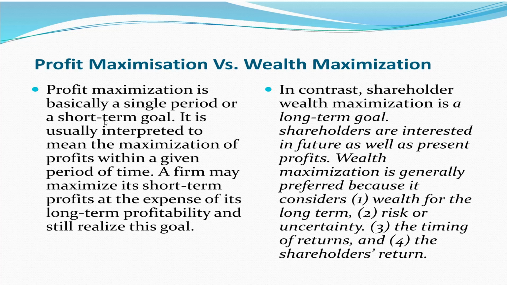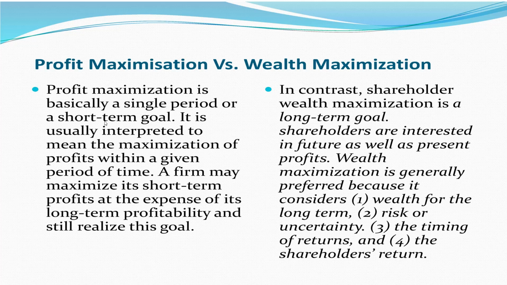So what is the basic difference? Profit maximization is basically a single-period or short-term goal. For 1 year, for 2 years, you can think of profit. But if you want to remain in the industry for the long term, then you have to think about wealth maximization of the shareholders. You have to satisfy your shareholders, right? And you have to make it a long-term goal.